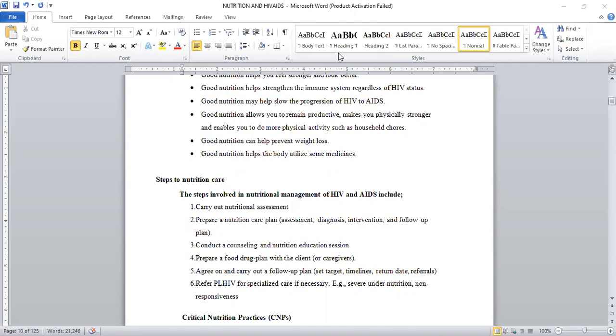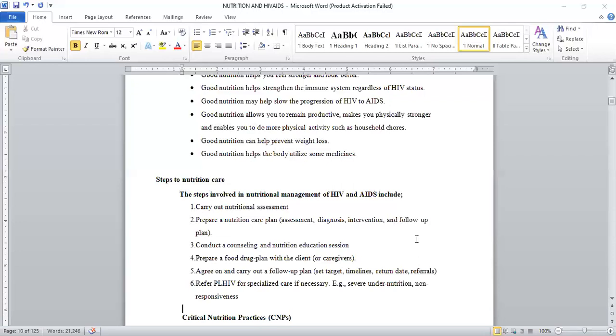Okay, so Deborah is asking a question on nutrition care, the steps that are involved in the nutrition management of a HIV and AIDS client. So basically, in this case, you're supposed to start with the first thing. You do the assessment. So remember, nutrition care, NCP, it's basically you start from assessment, diagnosis, intervention, and follow-up. That is the monitoring and evaluation.